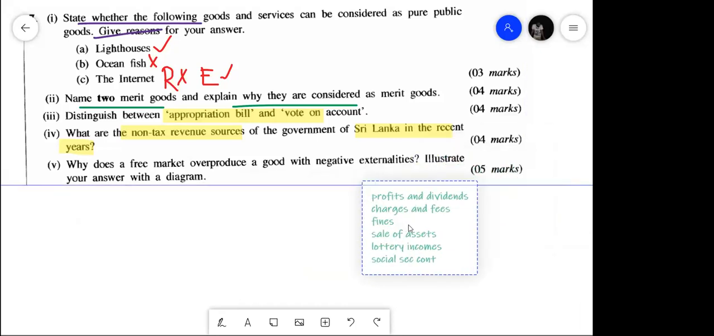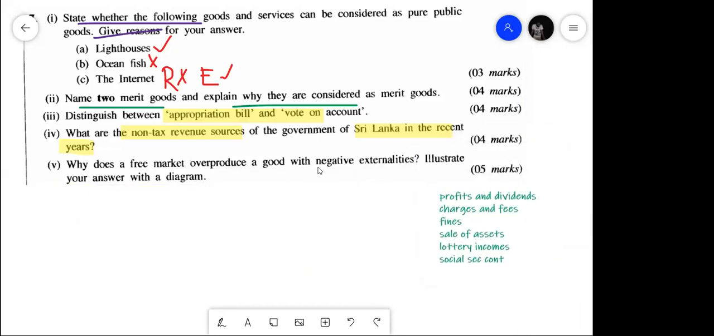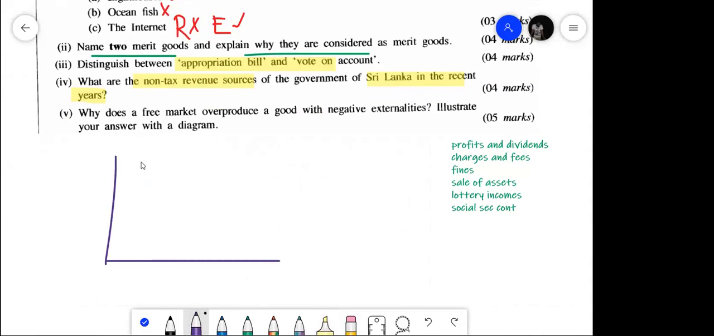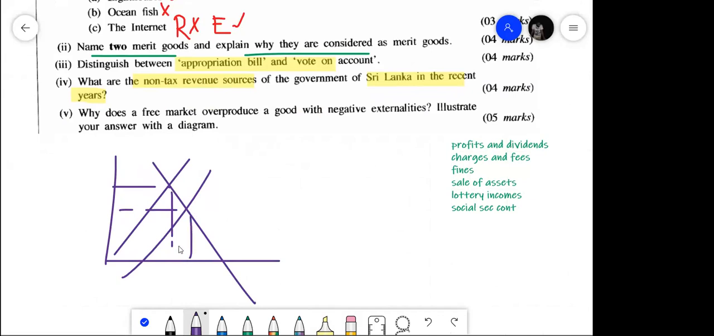Again, a question that has been repeated over and over again. Why does a free market overproduce a good with negative externality? Can you see? Same question. You simply draw the negative externality diagram. I'm not going to draw the diagram again for you. So show why it is overproduced. Show that the private cost is less than the social cost, so the cost is underestimated. So they allocate more resources, that entire story with a diagram.